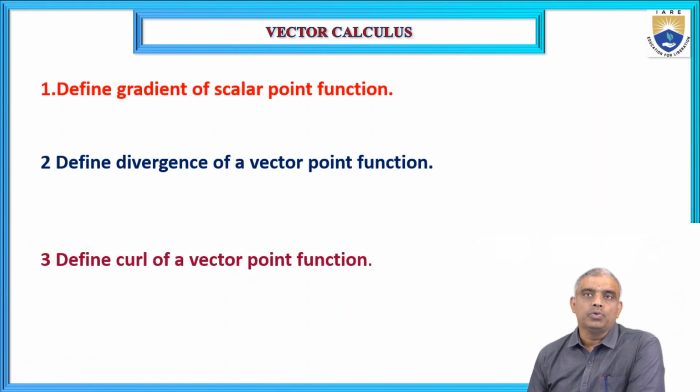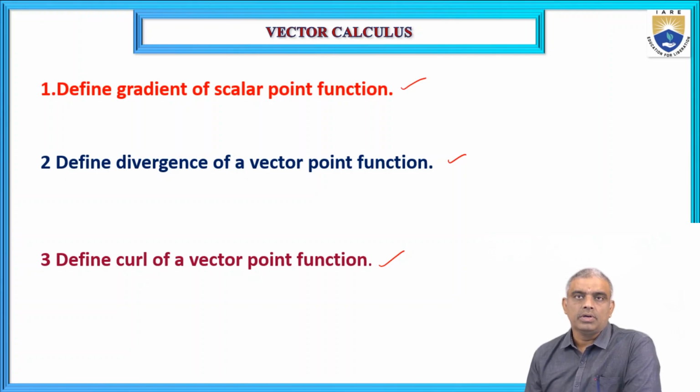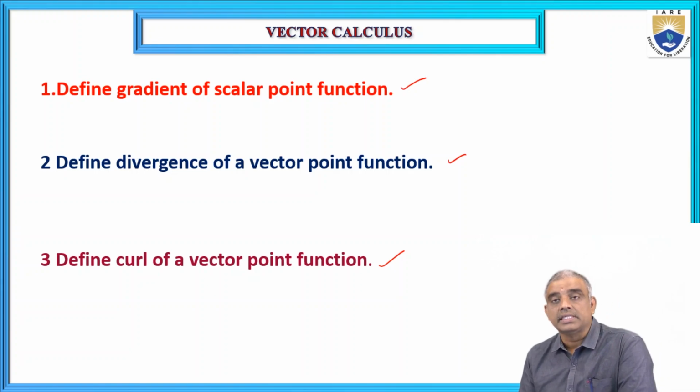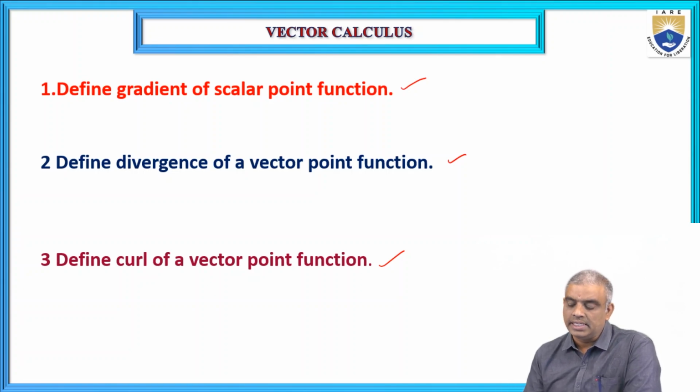Before going to vector integral theorems or vector integration, we should know the gradient, divergence and curl. These are also important in vector integration to define, and it should be very clear. What is the gradient of a scalar point function? Already in the previous vector differentiation topic, we defined the gradient, divergence and curl of a vector point function. So once again, I would like to discuss this.